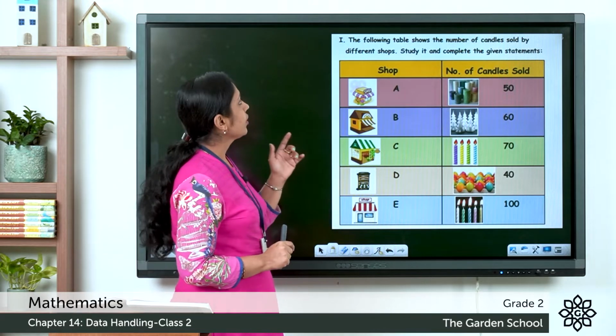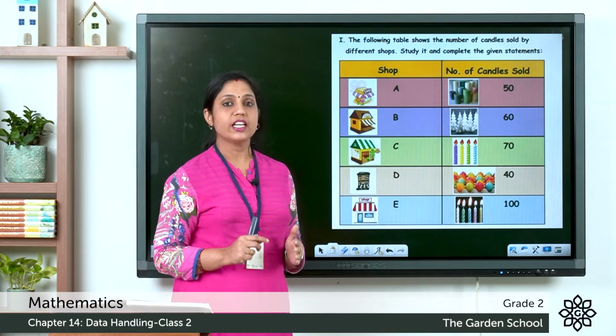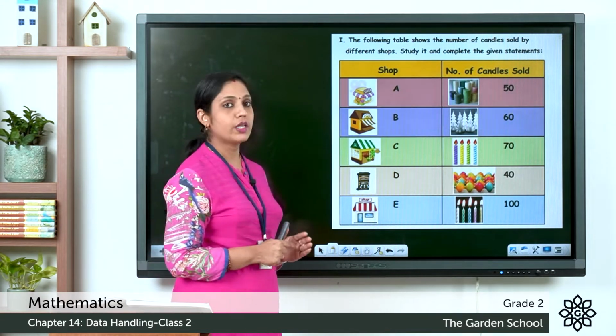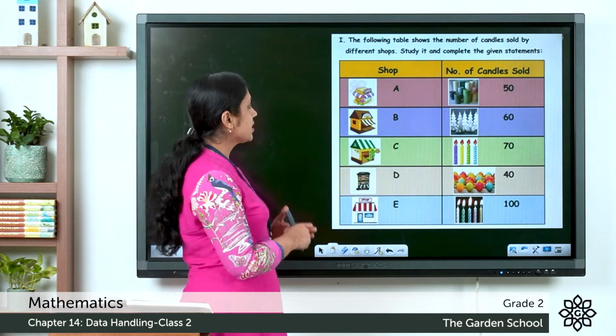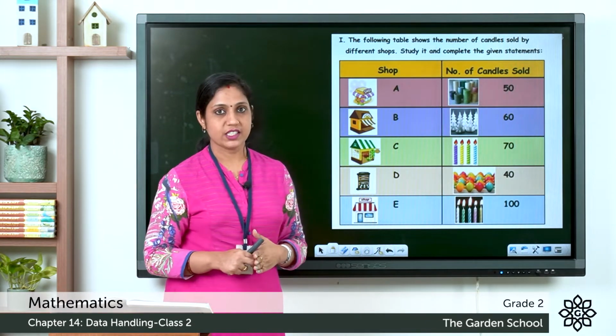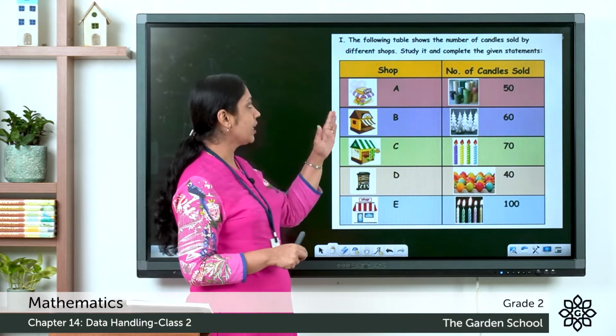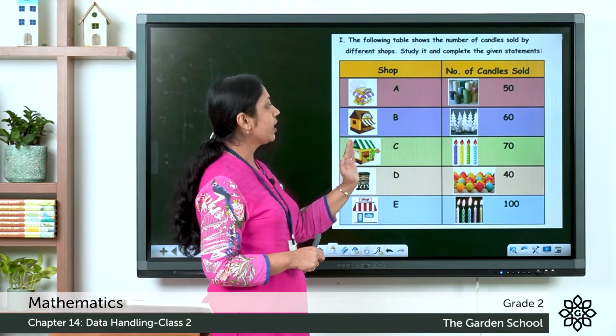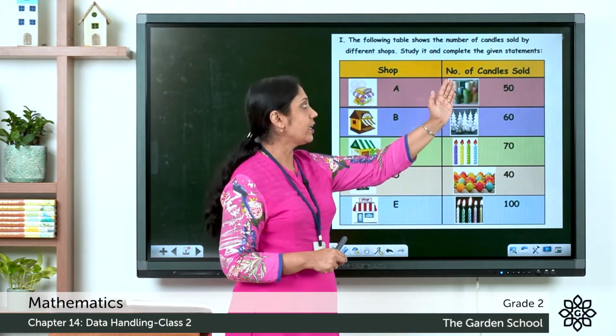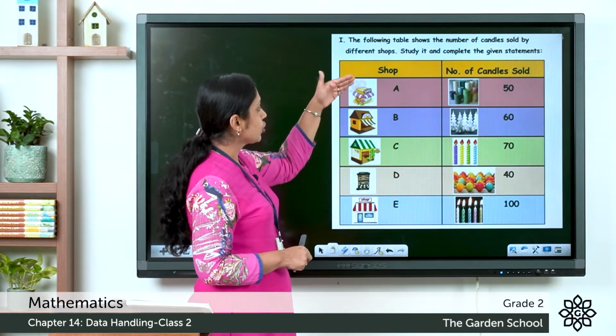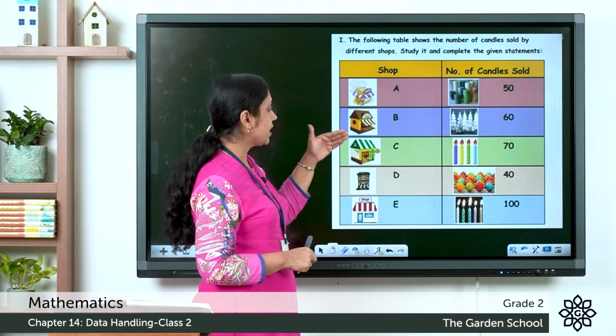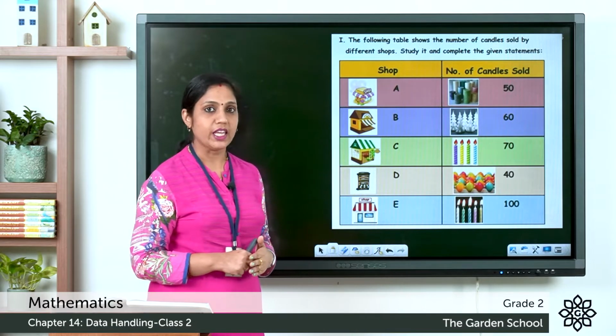Next example, the following table shows the number of candles sold by different shops. Study it and complete the given statements. You can see on the left side, shop is given, and on the right side, number of candles sold is given. So it is shop A, shop B, shop C, shop D and shop E.